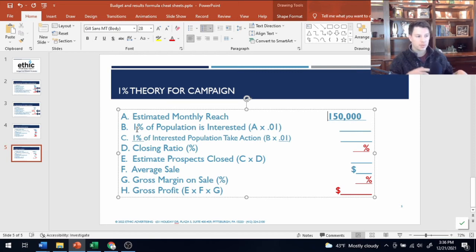So think about that as well. Knowing that you can adjust these numbers, I'm just going to use the 1% because that's what the theory says, but you can make them higher. If you're doing a campaign where you're targeting people and less than 1% of the population is interested in your product or service, it's not a good campaign. So 1% of 150,000 is 1,500.